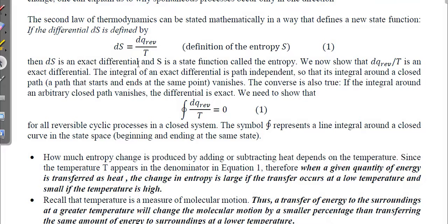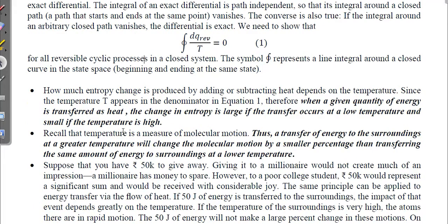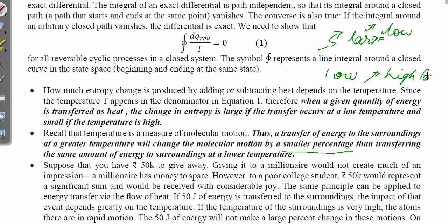No need to explain this, but we will see the physical significance. What is the physical significance of this meaning? Inversely proportional. T will be low, then dS will be large. Okay, and vice versa. So recall, what is temperature? Temperature is a measure of molecular motion. Okay. So a transfer of energy to the surrounding at a greater temperature will change the molecular motion by a small percentage. Already at higher temperature molecular motions are large. So if you are transferring a certain amount of energy in that surrounding, that change in molecular motion will be low. But vice versa, if you are transferring the same amount of energy at a lower temperature where the molecular motions are low, then the net change after transfer of energy will be high or large. Okay, so this is the point discussed here.